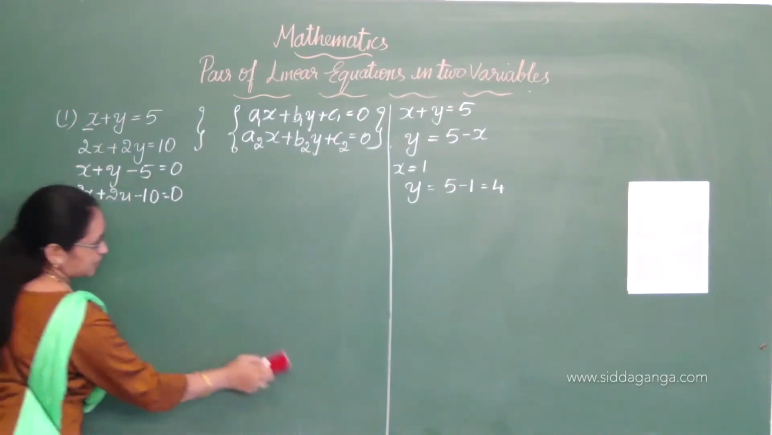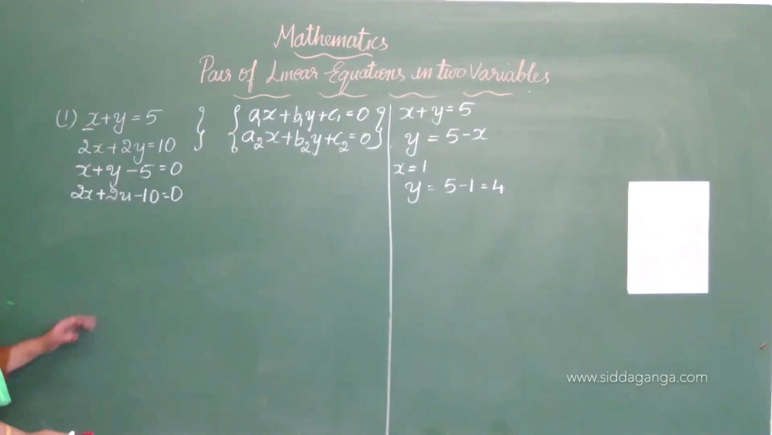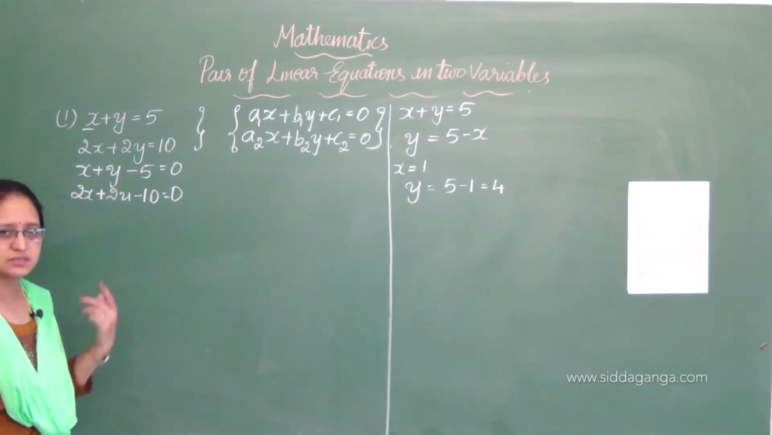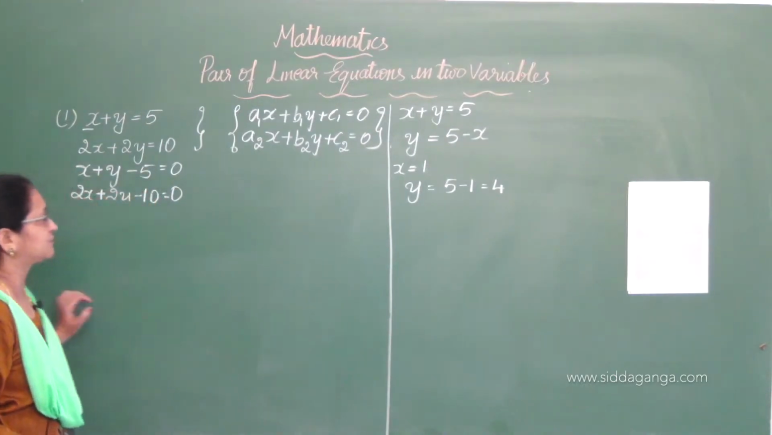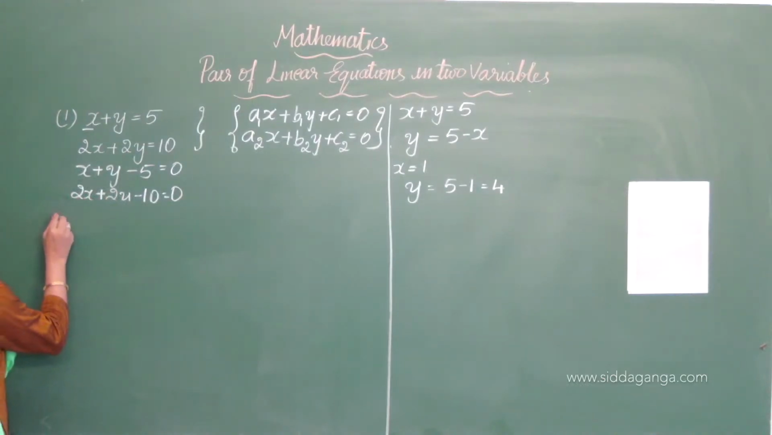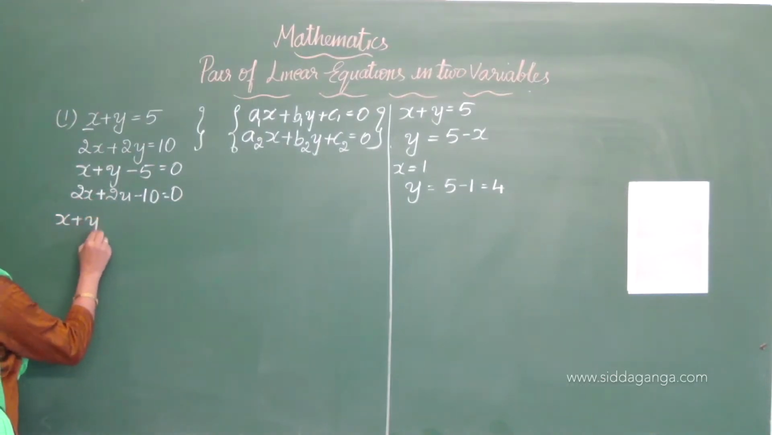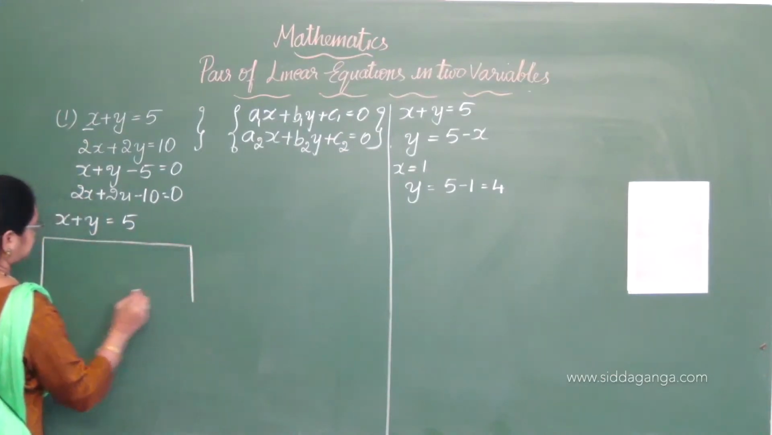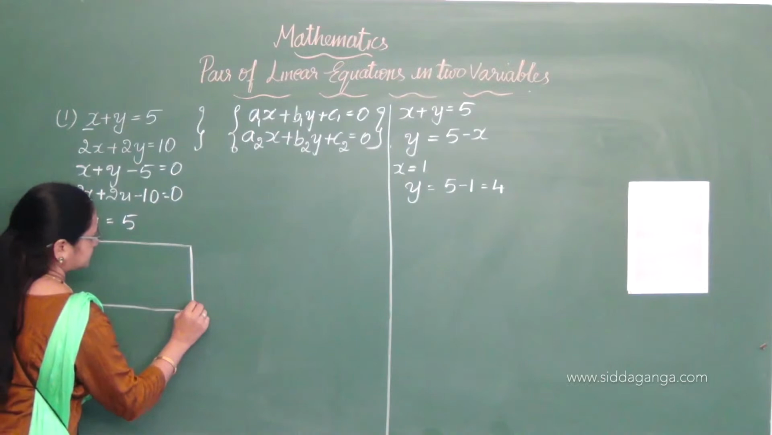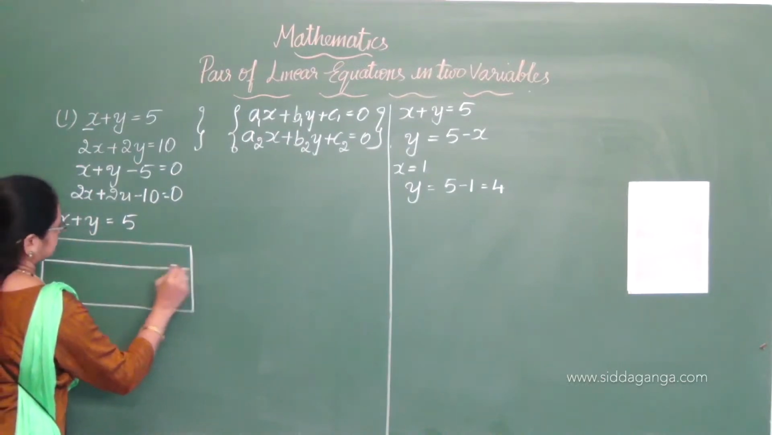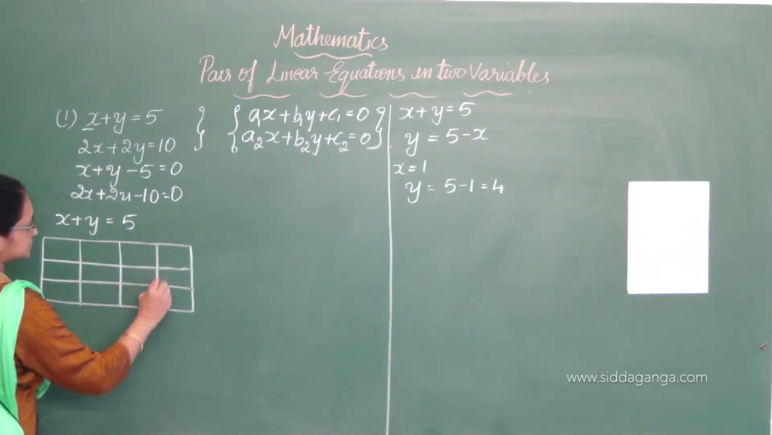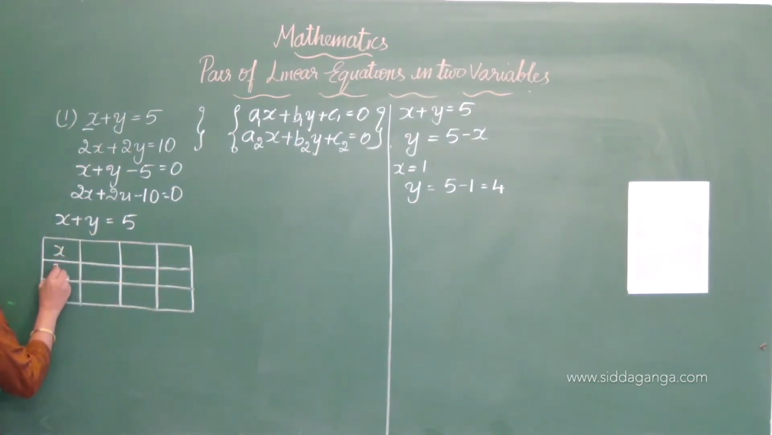So, the first part of the question is completed, that is we proved that it is consistent. Now, the next part, that is you have to obtain the solution through graph. Now, the first one. So, this is x plus y is equal to 5. Now, we will see what x and y values we will take. So, this is x and y.